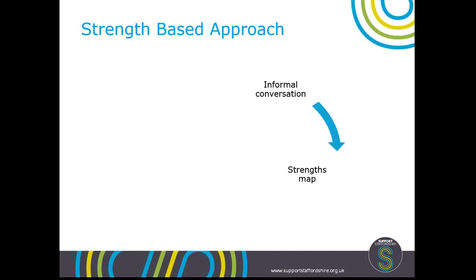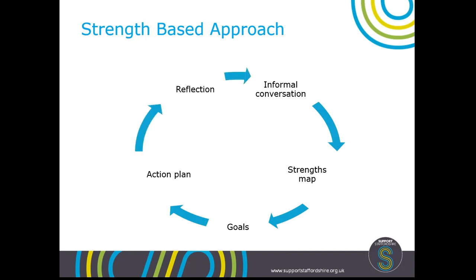We then build a strengths map. From that conversation, we identify their strengths, their goals and what they want to achieve, so that we can produce an action plan and build on that, and then reflect on the action plan, because we may have to make changes and adjust it as times and things change. It could be that if it's someone with dementia, they don't achieve their goal before they suffer a setback or something. So yeah, that's how we do it.